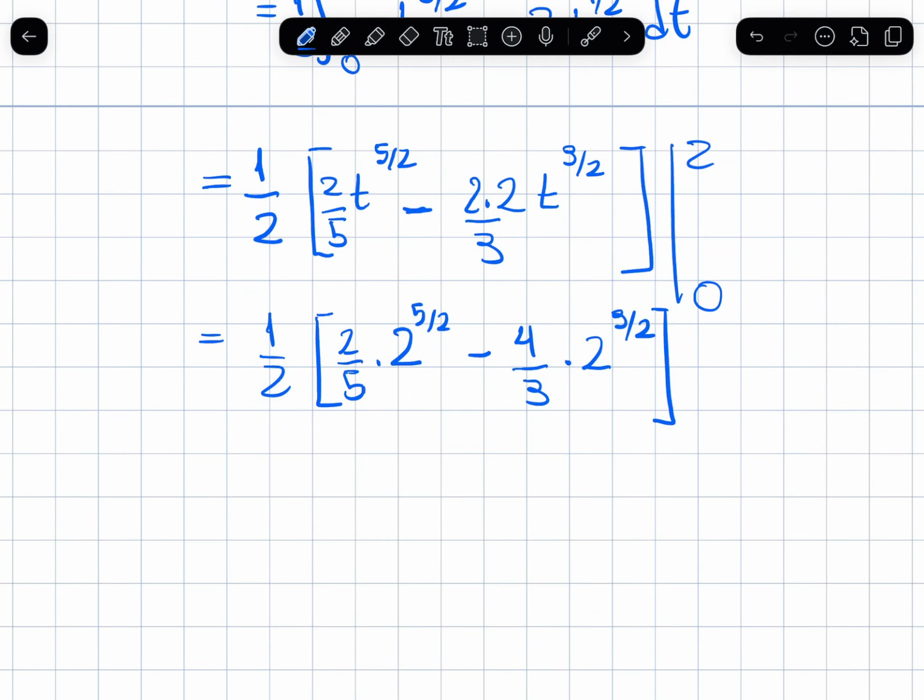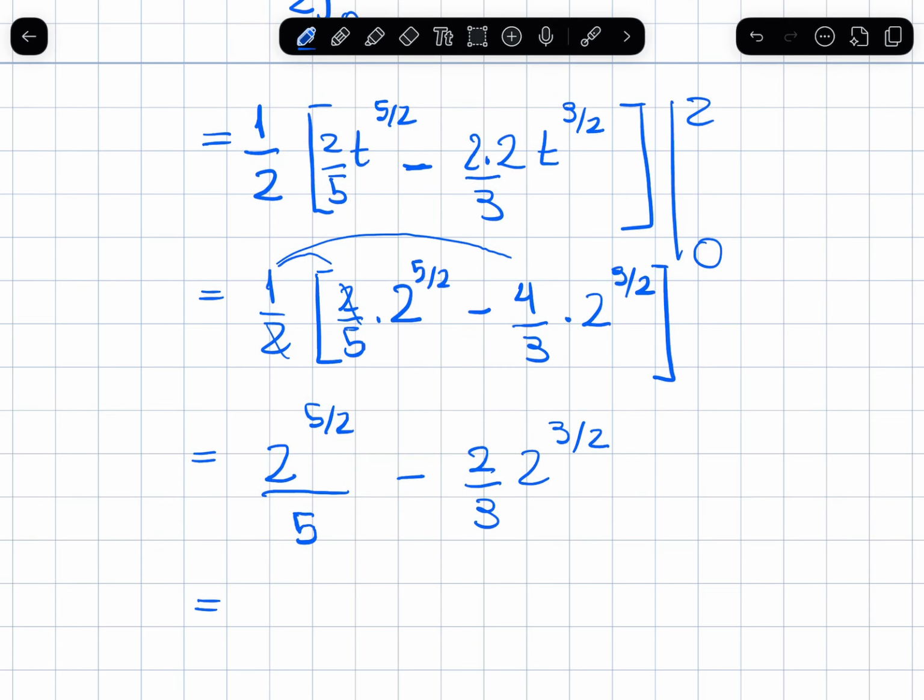So here the 2 comes in. I'm going to do that. Use distributive property with this 1/2 right here. This will be 2 to the power 5/2 over 5. As I multiply, these cancel, and then this 1/2 and this 4 become a 2 as I cancel them out. So this is what I have so far.